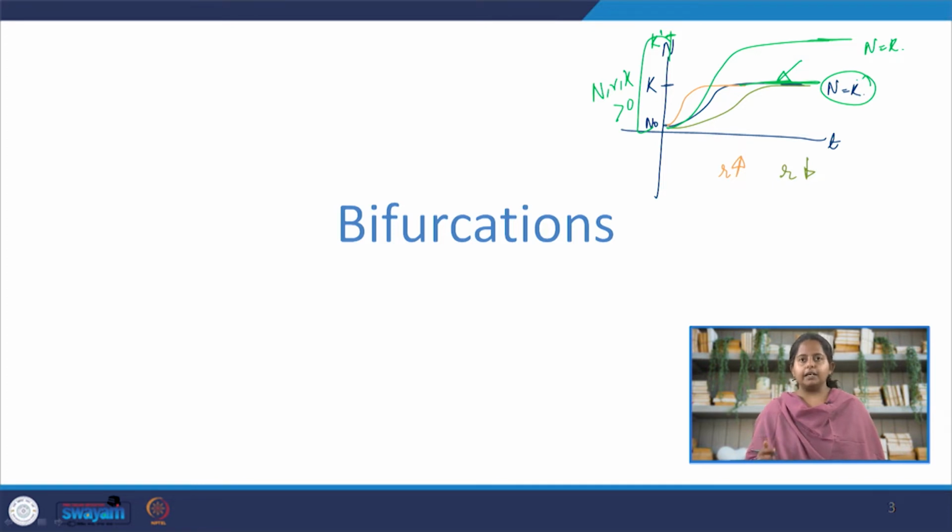If I start with N that is bigger than carrying capacity, I will see a similar behavior. There will be an initial decline in the number of N, and then eventually it will reach the carrying capacity K. How fast it declines when N naught is bigger than carrying capacity, or how the growth curve looks when N naught is smaller than carrying capacity, depends upon R, depends upon K, depends upon N naught. But the overall system behavior does not change.